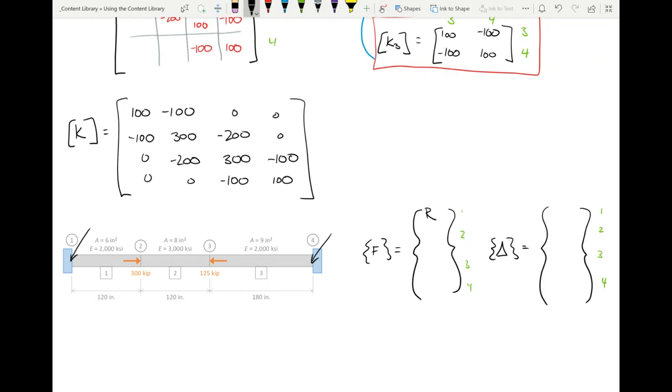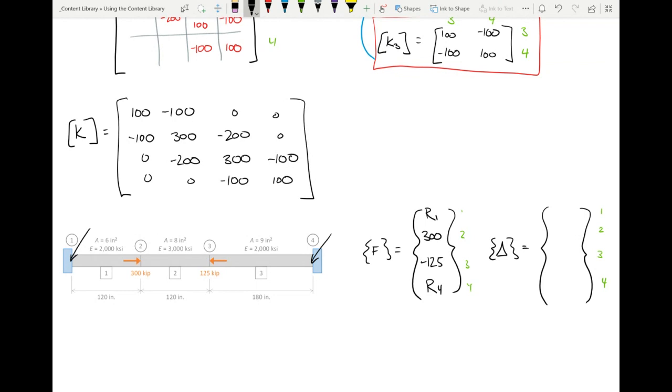I propose the force here is going to be R1 and R4. I don't know what those are. But for the other two, watch what I'm going to do. I'm going to say 300, and I'm going to say minus 125. Why am I saying positive 300 but minus 125? Because of the direction. 300 goes to the right. That's positive. 125 goes to the left. That's negative.